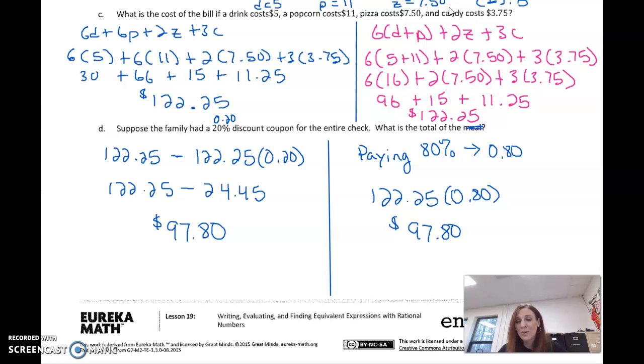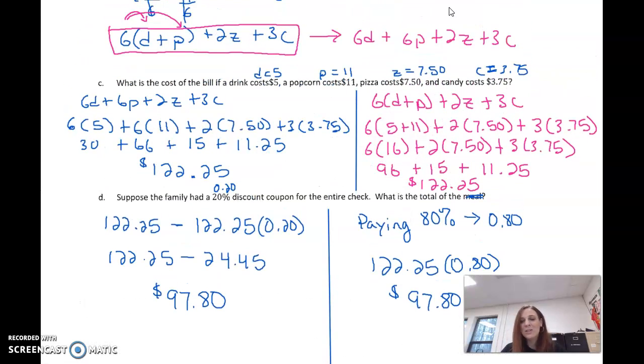So again, the ability to manipulate expressions, to write equivalent expressions, really pays off later as we're trying to do other things with the expressions. And having a good understanding of the relationship, this is 100% of the cost, we're getting a discount of 20%, or what does that mean we're paying? That's going to come in handy later on as well.